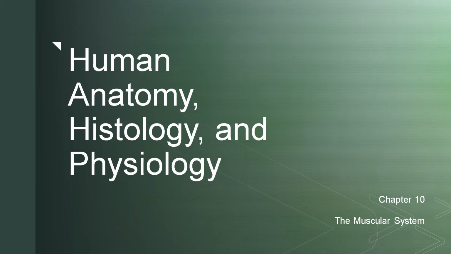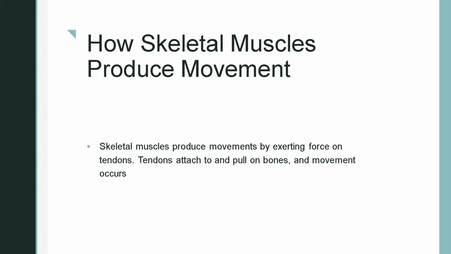This will be the beginning of Chapter 10. We're going to briefly look at the muscular system. So skeletal muscles produce movement by exerting force on tendons, and these tendons are going to be attached to bones. When a skeletal muscle contracts, it moves the articulating bones.